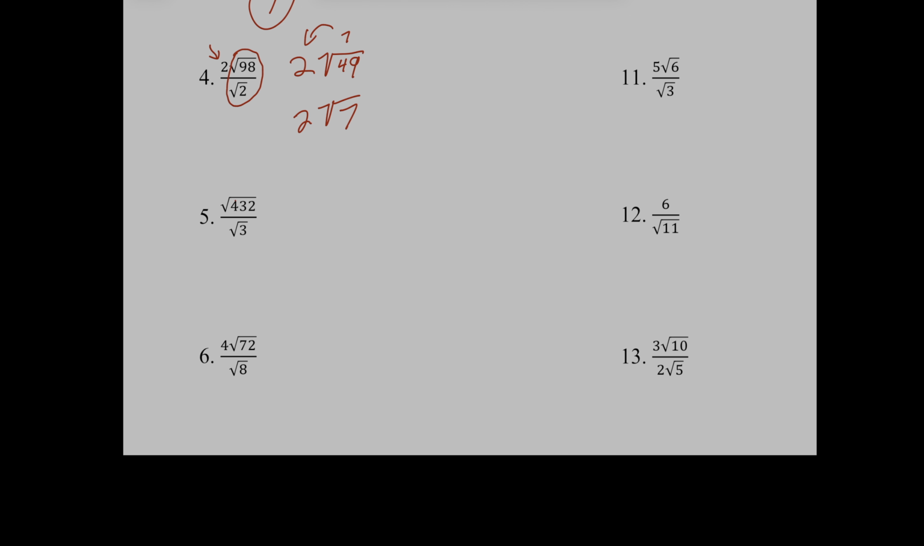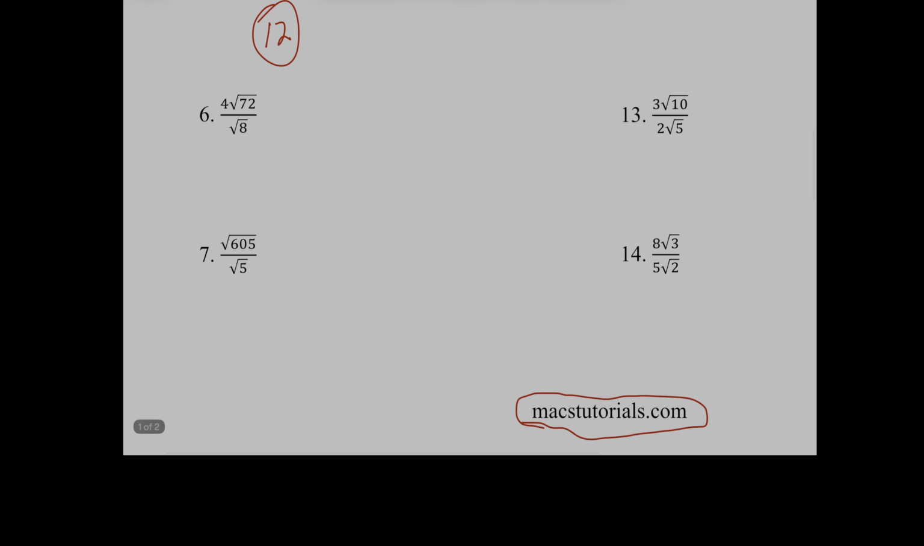Okay, let's go on to number 5. So I'm going to go 432 divided by 3, and that's going to be a square root because he has to stay inside. 3 goes into 13 4 times with a 1 left over. 3 goes into 12 4 times. Well, what's the square root of 144? That's just a 12.